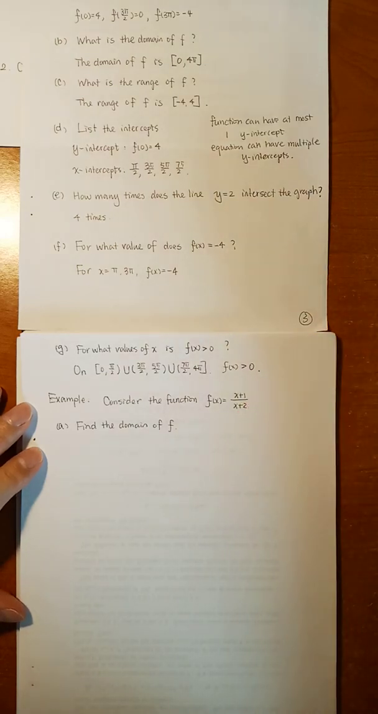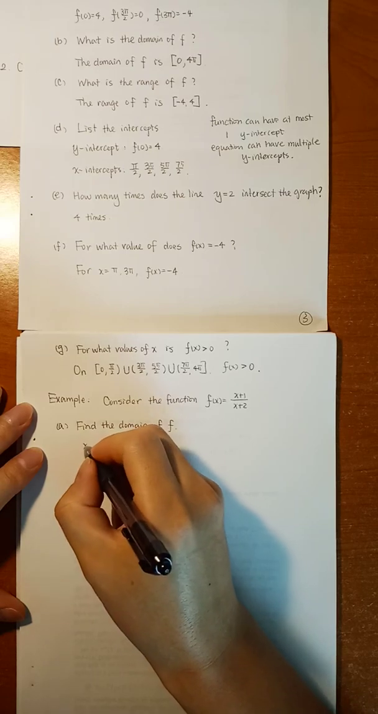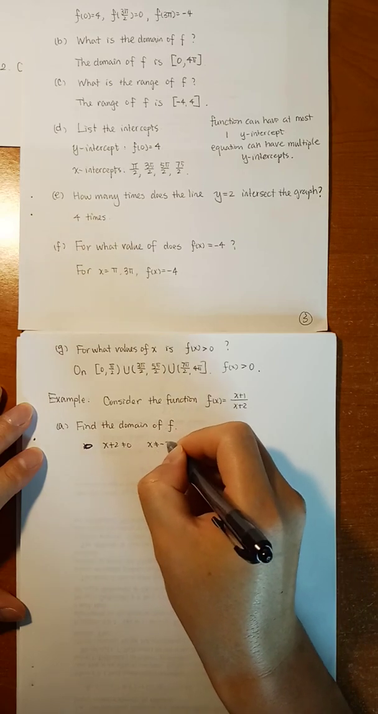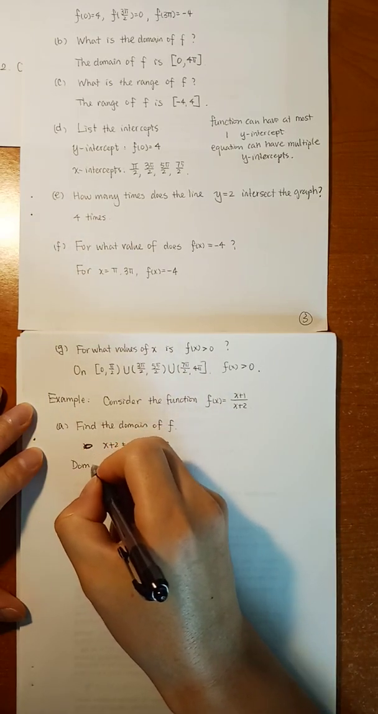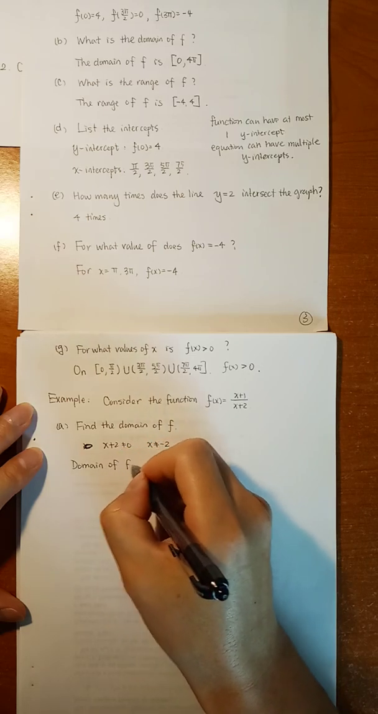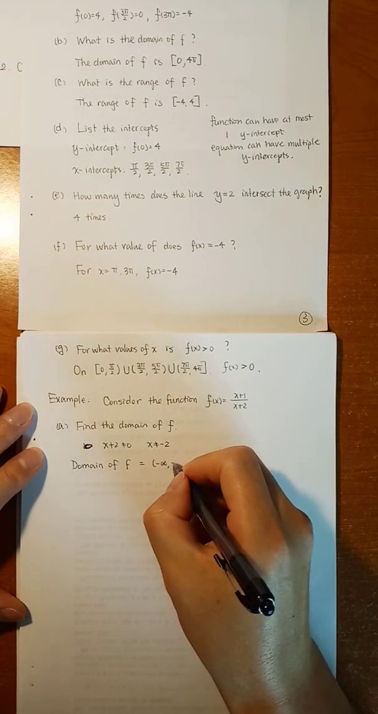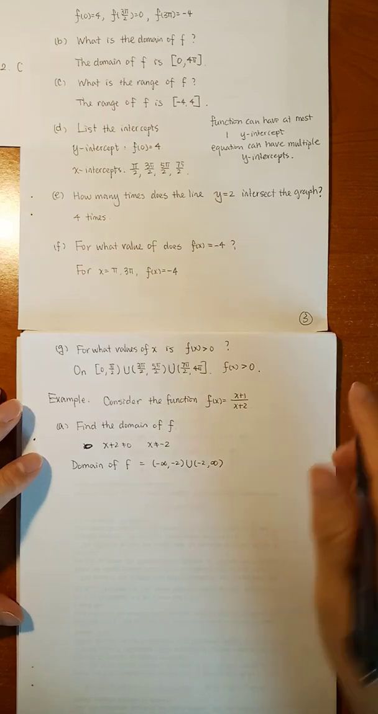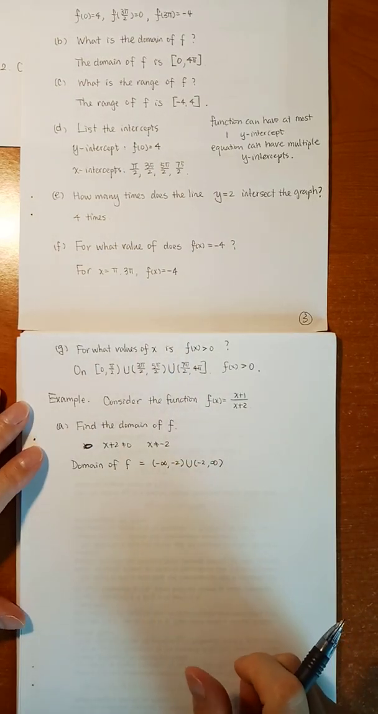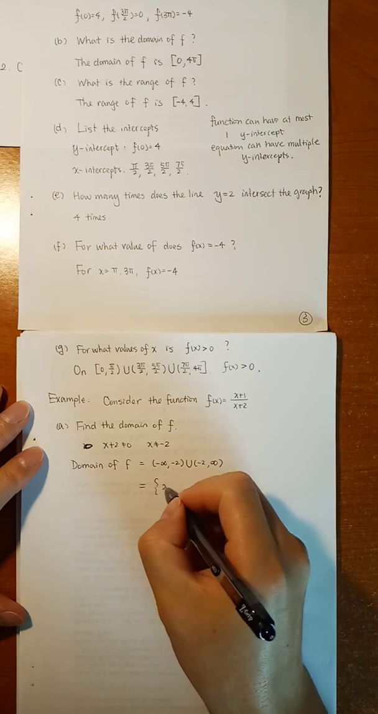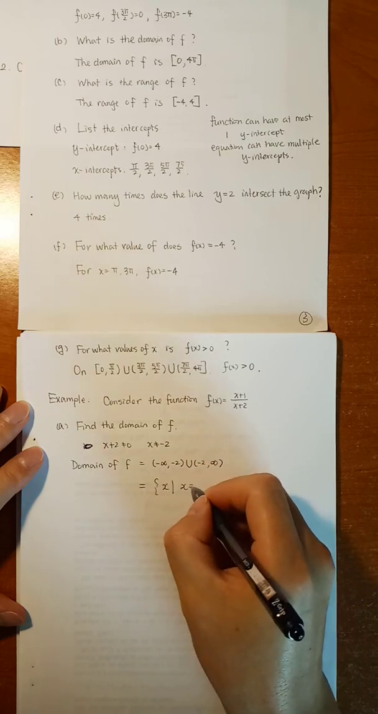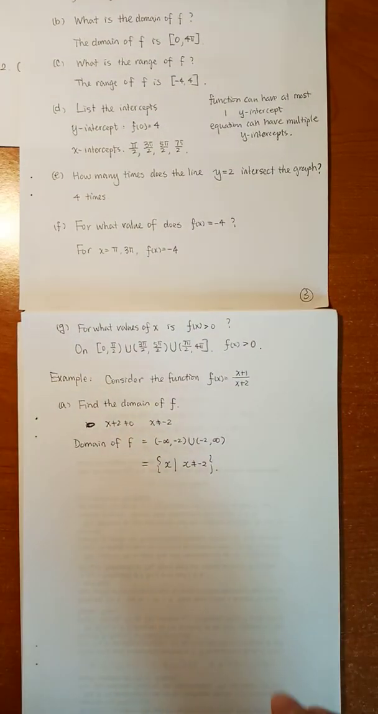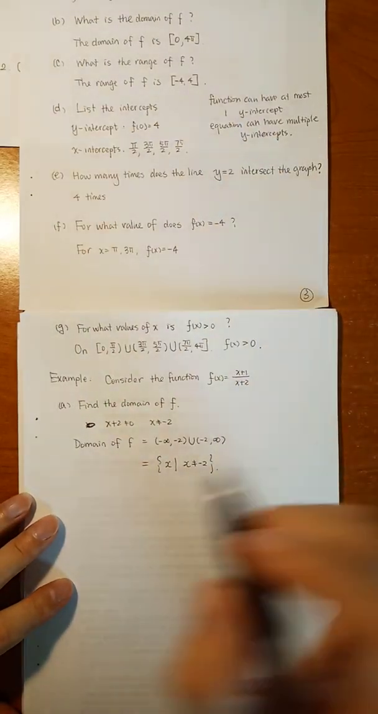For the domain, just make the denominator non-zero. So x plus 2 is not equal to 0, x is not equal to -2. So the domain of f is equal to (-infinity, -2) union (-2, positive infinity). By this union, we just remove the -2. Or you can write it this way: the set of all real x such that x is not equal to -2. Either way, it depends on yourself which format you use.